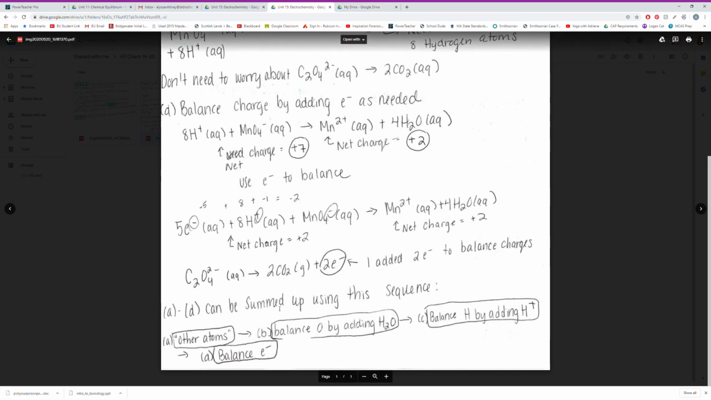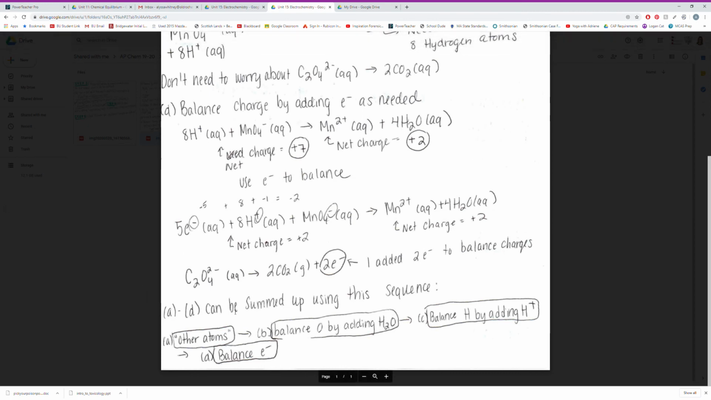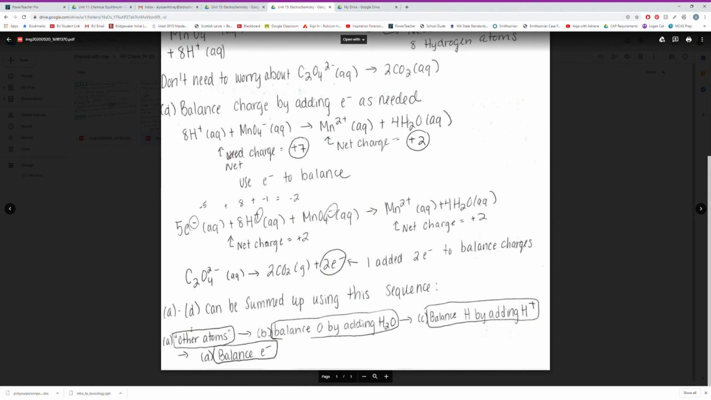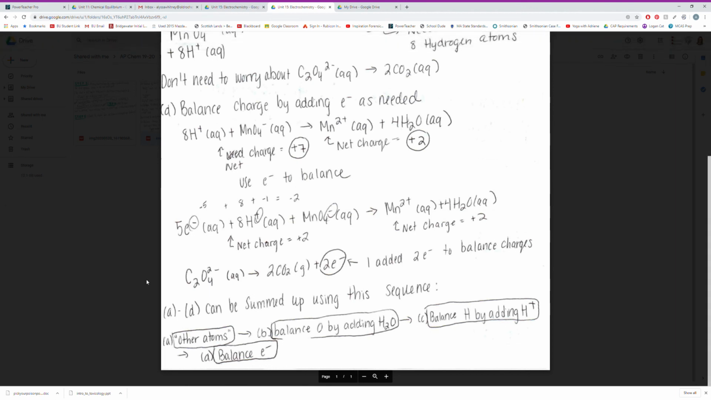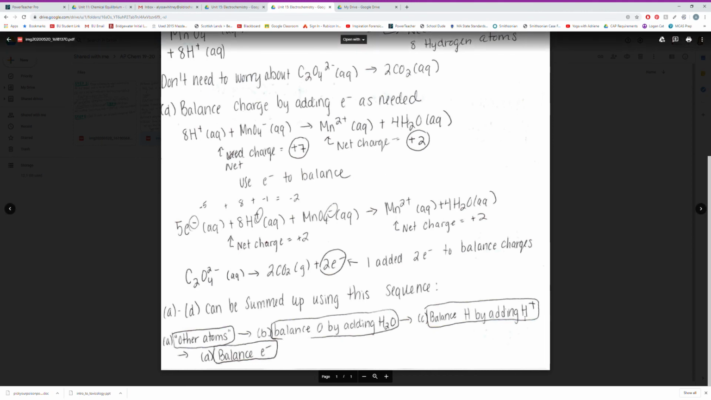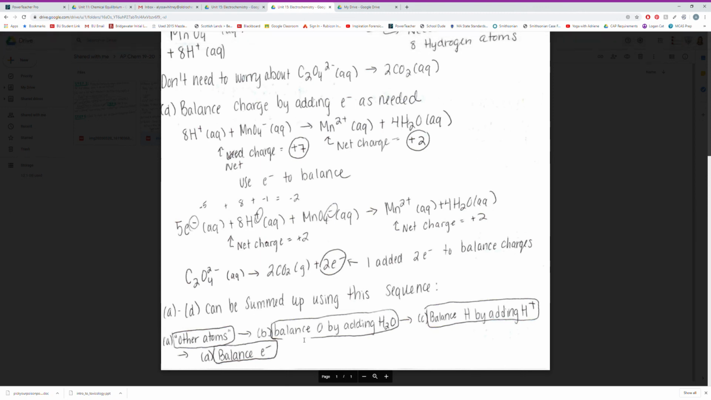And I stole this little summary from the textbook. A through D can be summed up by using this sequence: balance the other atoms first, then balance oxygen by adding water, then balance hydrogen by adding the H+ ion, and then balance the electrons. You always want to balance these redox reactions in aqueous solution in this order.